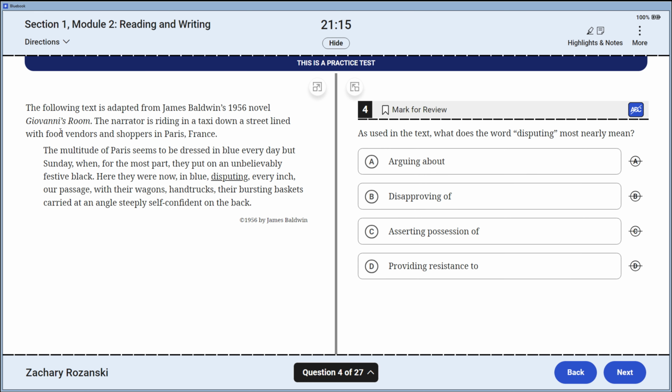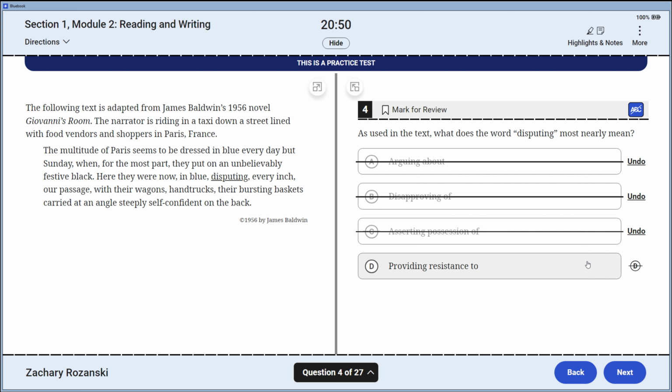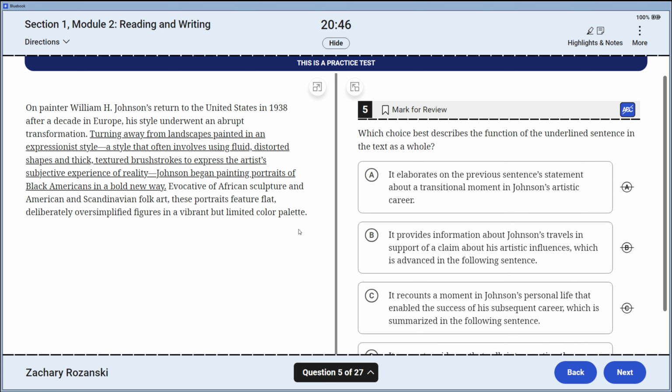These are so hard. The multitude of Paris seems to be dressed in blue every day but Sunday, when, for the most part, they put on an unbelievably festive black. Here they were now in blue, disputing every inch of our passage with the wagons, hand trucks, and the bursting baskets they carried out. They're just in their way, right? I don't think that they're actually asserting possession of our passage. They're just providing resistance. They're just in the way. Okay, that's all I got.